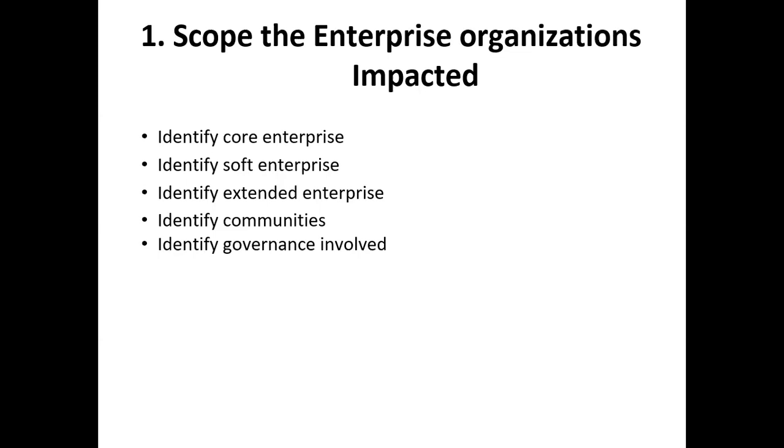For example, the project team will come under the core. Now, soft enterprise: all those units in an organization who are not directly impacted, but indirectly impacted. The HR team, the account team, the quality team. They are not directly impacted. However, if something happens to the project, they are indirectly impacted. Getting it? Third one, extended enterprise.